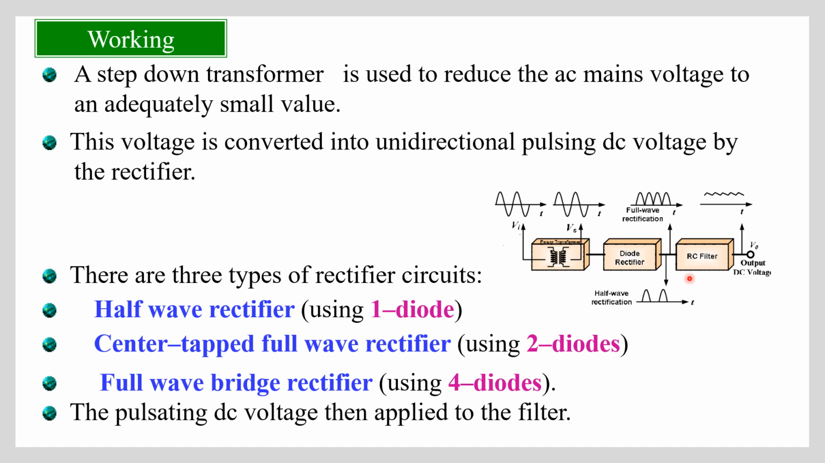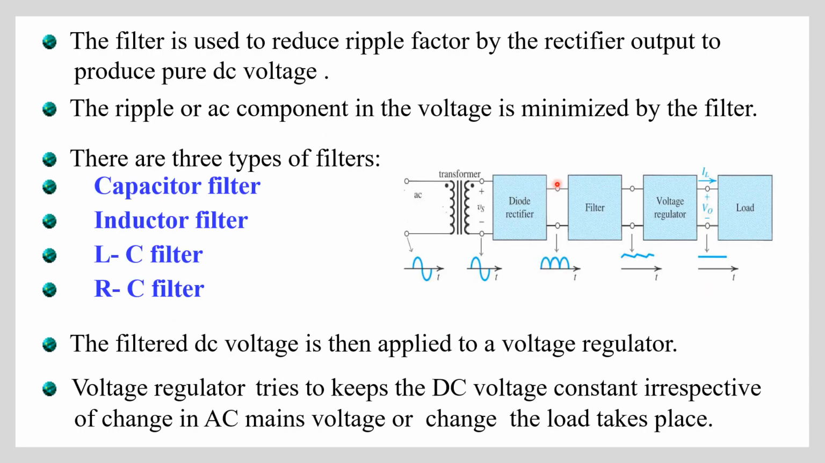Then comes the block that is the filter. The pulsating DC voltage is then applied to the filter. The filter is used to reduce the ripple factor of the rectifier output to produce pure DC. The ripple is nothing but the AC component in the voltage, which is minimized by the filter. So we minimize the AC component.